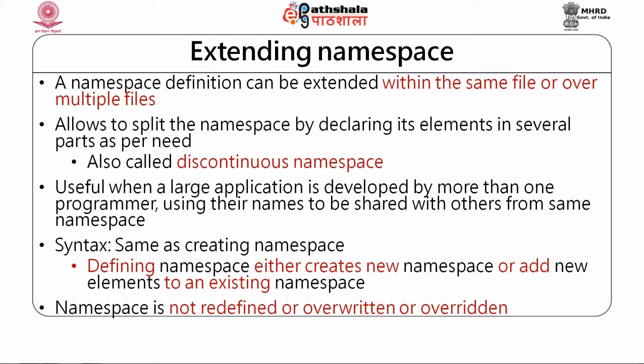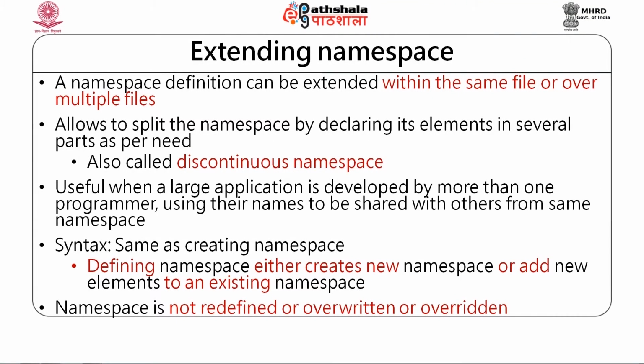Extending the namespace. Extending the namespace means we can create the namespace in one part in one file and some other parts in another file. That means some elements may be declared at one place, and some elements at some other place. So, it is possible, and then overall we want all the elements to be in the namespace. This way we can split the namespace by declaring the elements in several parts. Those several parts may be within the same file or may be across multiple files.